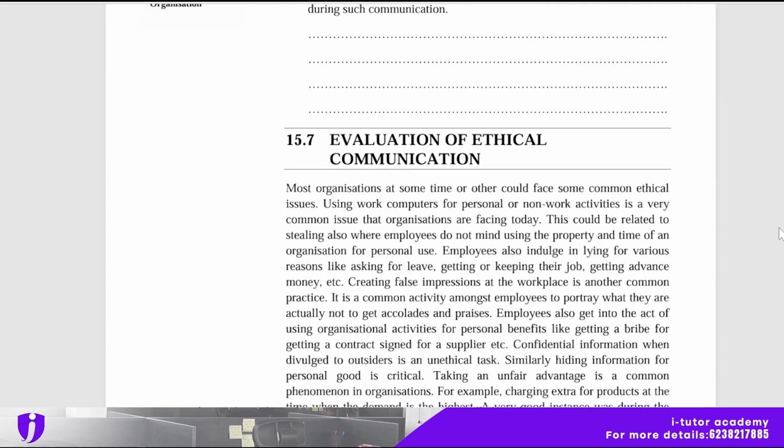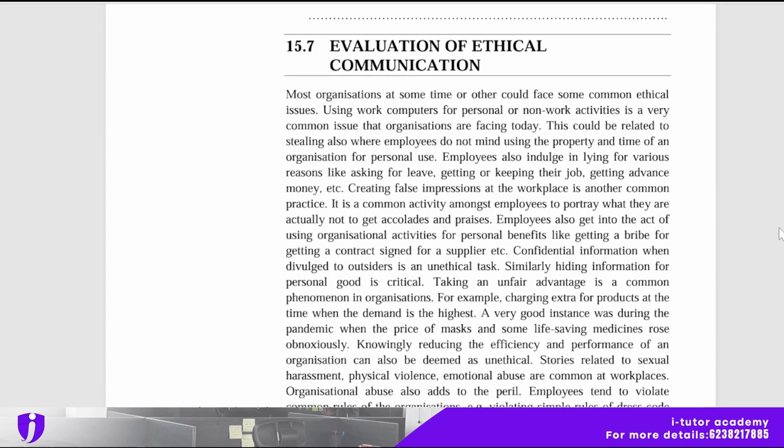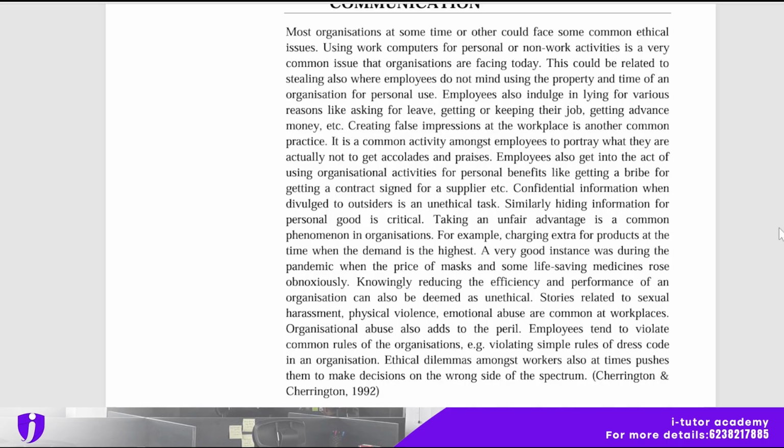And now, evaluation of ethical communication. Most organizations at some time or other could face some common ethical issues. Using work computers for personal or non-work activities is a very common issue that organizations are facing today. This could be related to stealing also, where employees do not mind using the property and time of an organization for personal use. Employees also indulge in lying for various reasons like asking for leave, getting or keeping their job, getting advance money, etc.